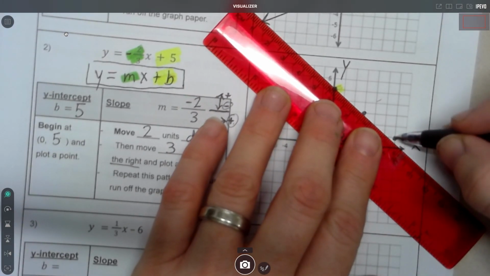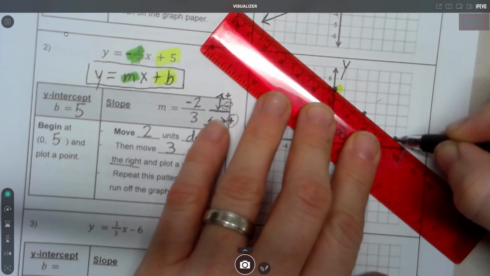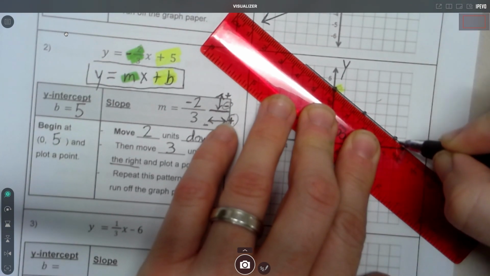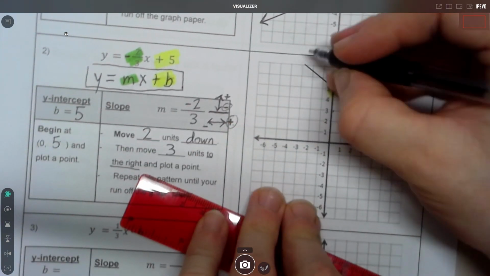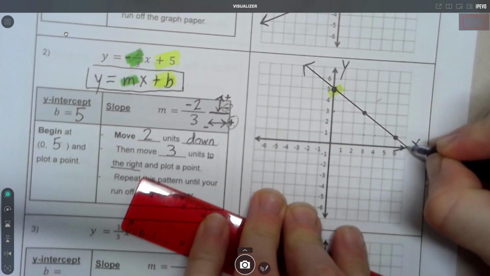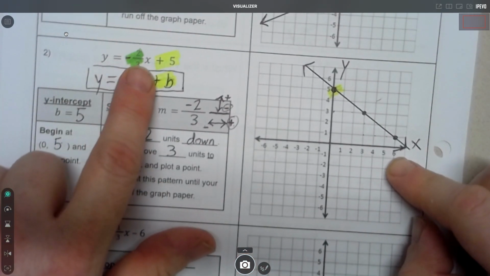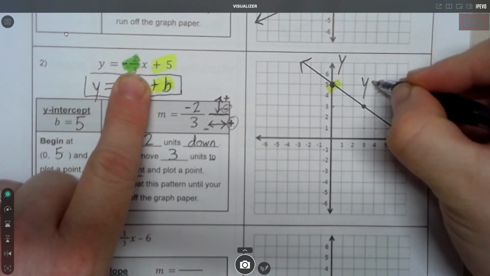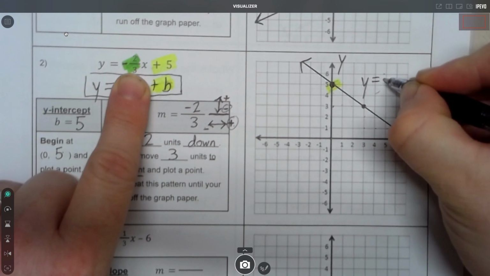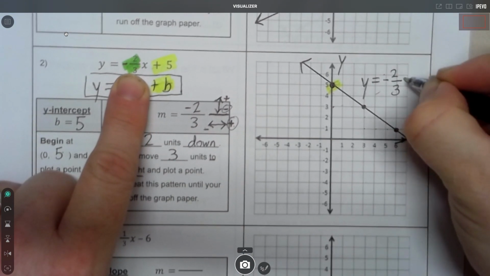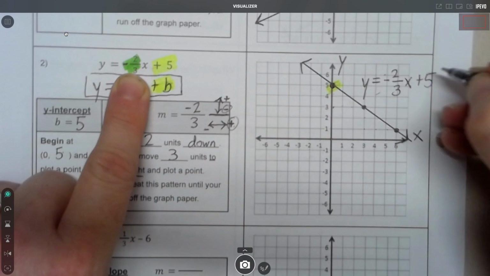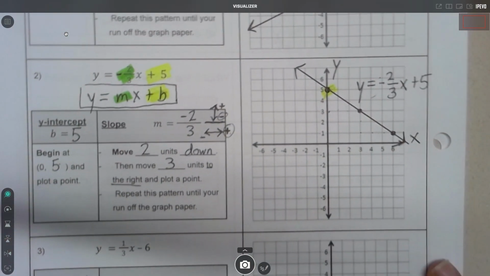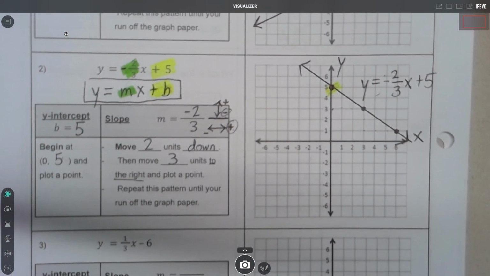I'm going to connect my points using a straight edge. I'm going to go all the way to the ends of the graph paper when I draw my line. And I'm going to label my line with my equation. y equals negative 2/3 x plus 5. Okay. Just pause this if you need to copy and draw your lines. I'm going to move forward to question number 3.